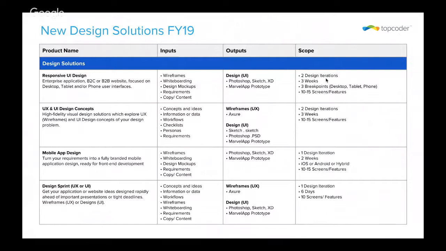What we're looking at for the scope, this is where things change a little bit. And this is where that concept of iterations comes in. So for a UI design, we're looking at 2 design iterations. The entire project itself, we're estimating will last about 3 weeks. We're looking at 3 breakpoints. So for responsive design, we're looking at desktop, tablet, and phone. And then again, setting a defined scope for that: 10 to 15 screens or features.